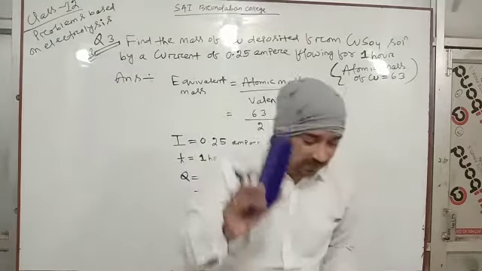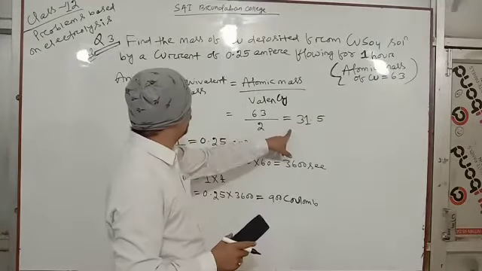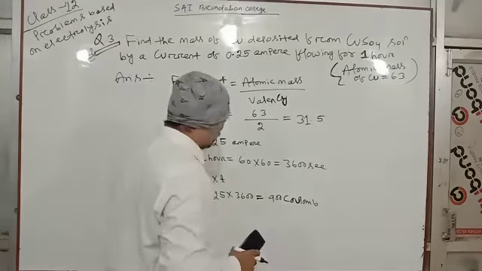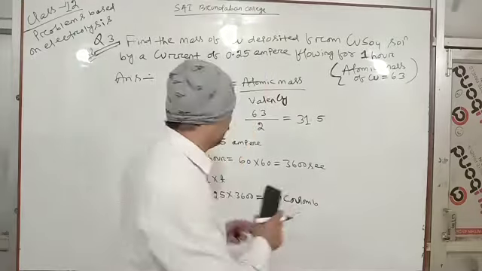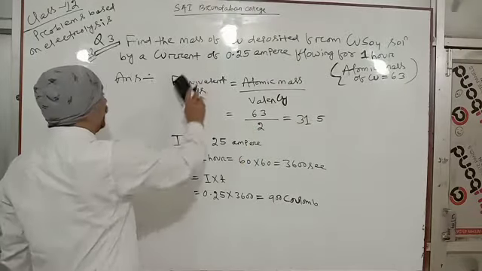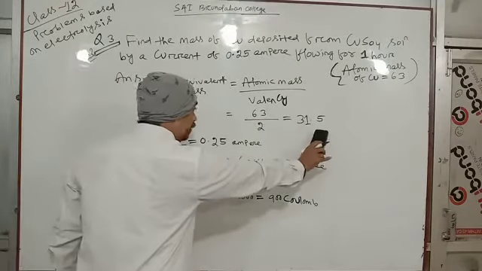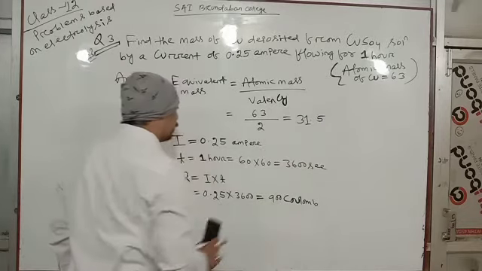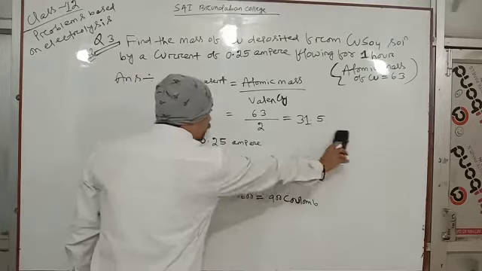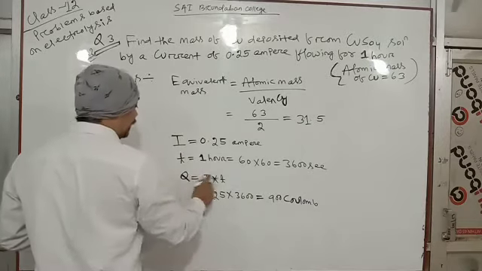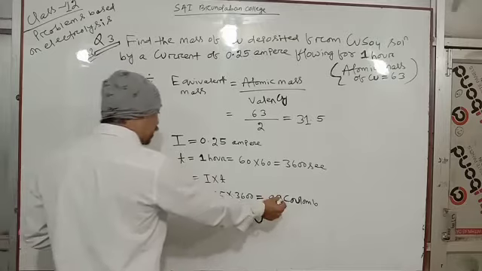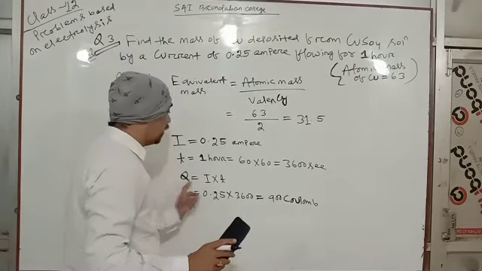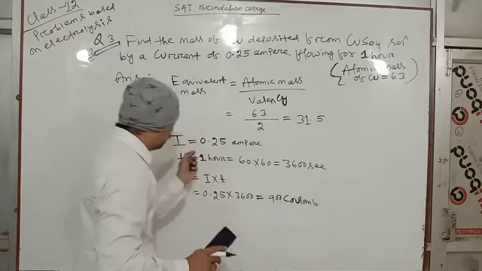96500 coulomb will deposit 1 gram equivalent, which is 31.5. Then 1 coulomb will deposit how much, and 900 coulomb how much? Next, I am writing this first: if the equivalent mass is given, it is not needed to calculate it. If it is not given, calculate the equivalent mass, then Q equal to IT. If Q is given as the quantity of electricity in coulomb, it is not needed to calculate.